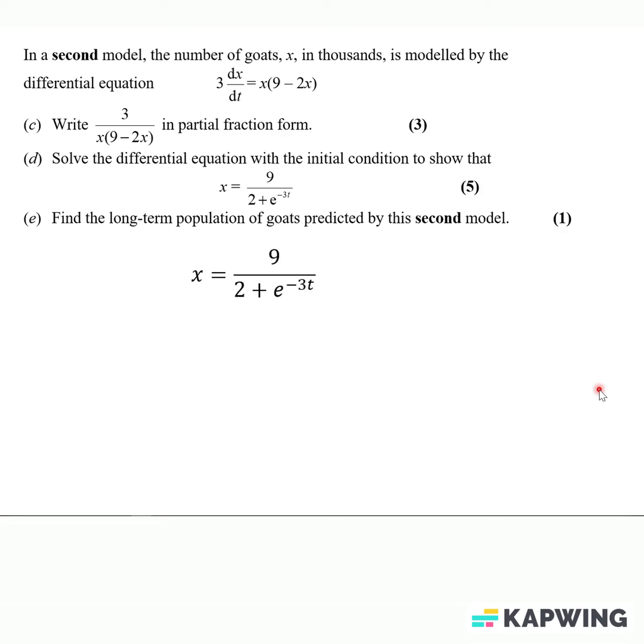Find the long-term population of goats predicted by the second model. Well, as t goes towards infinity, e to the minus 3t goes nearer and nearer to 0. So the x gets closer and closer to 9 over 2, so 4,500.